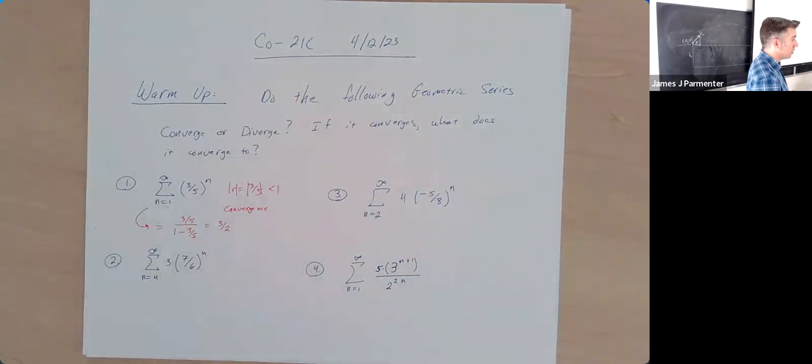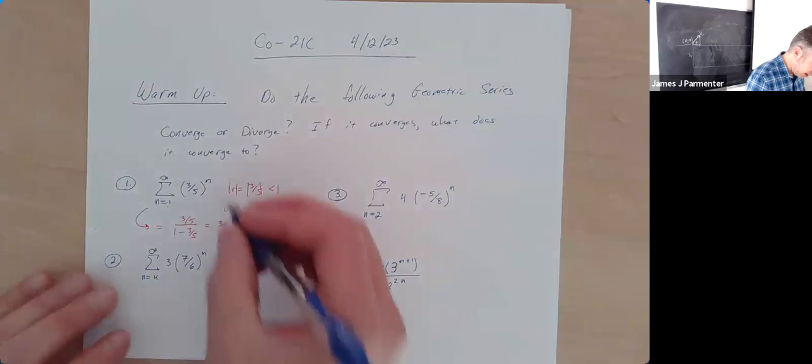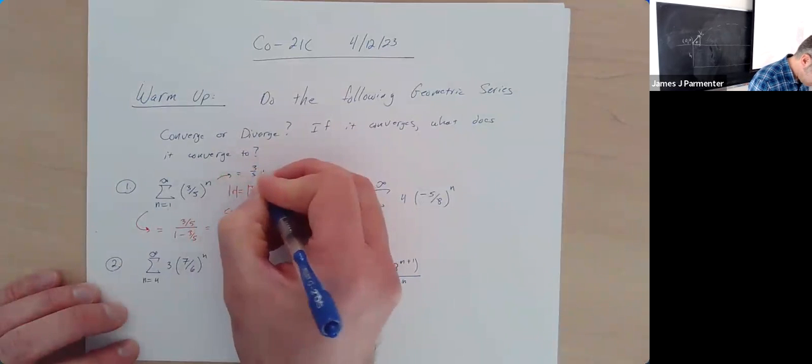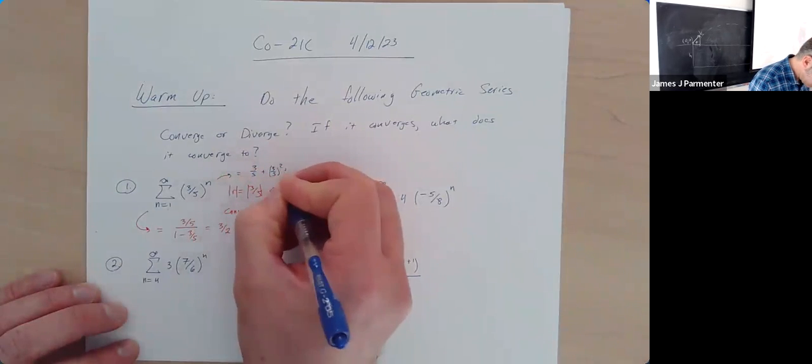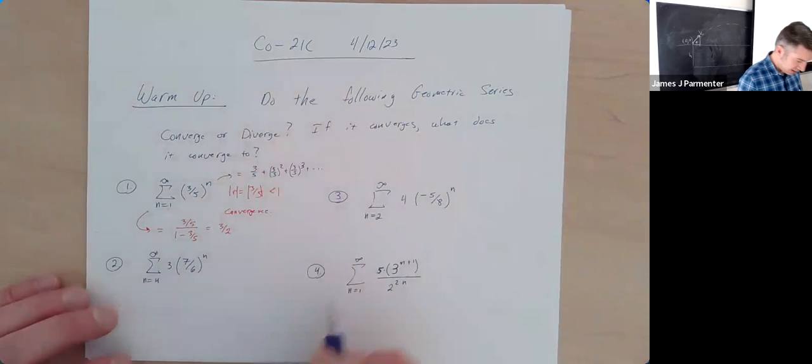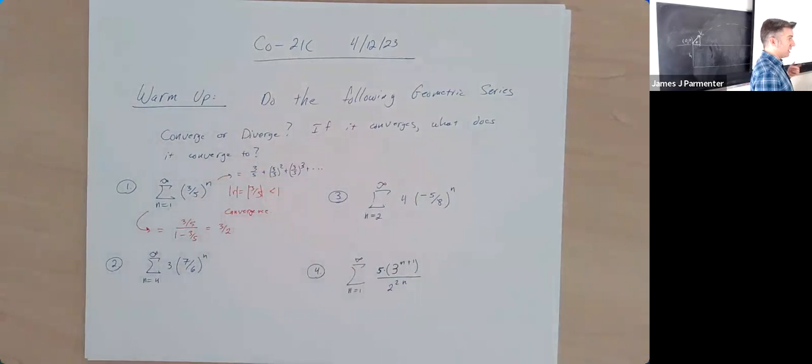Where do you get the 1 minus 2? So the general formula for a convergent geometric series is that it's always going to be the first term of the series divided by 1 minus whatever the ratio is. And the ratio is just what you're multiplying by each time. So if you actually started writing this out, this series would look like 3/5 plus 3/5 squared plus 3/5 cubed, et cetera. And so we can see that the ratio is 3/5 because every next term is 3/5 times the previous term.